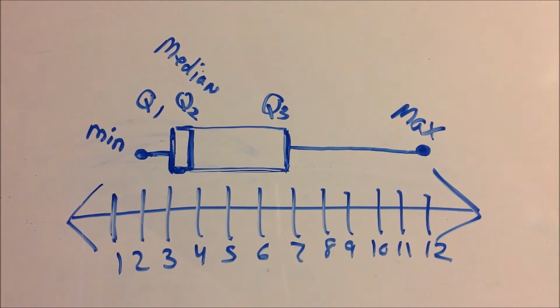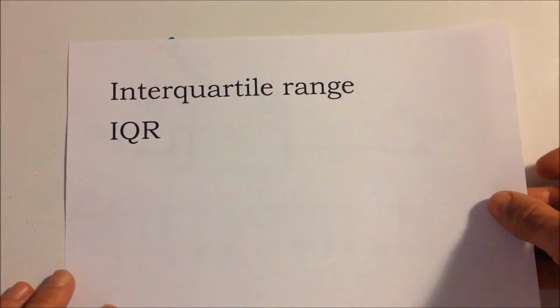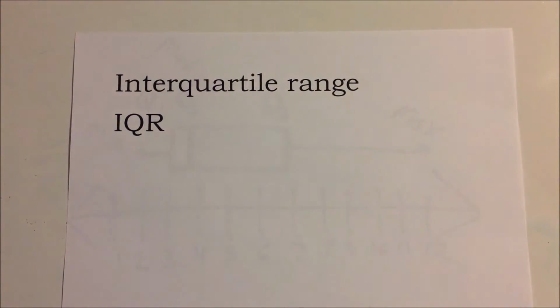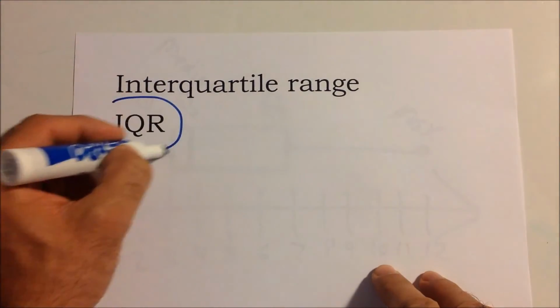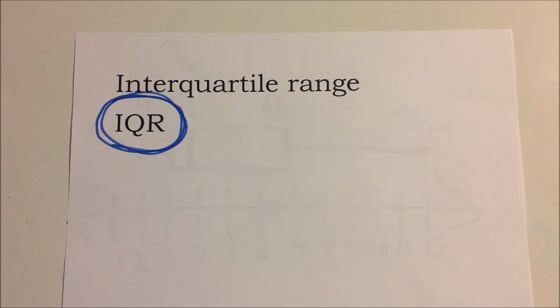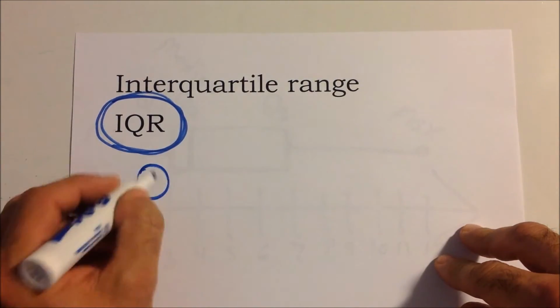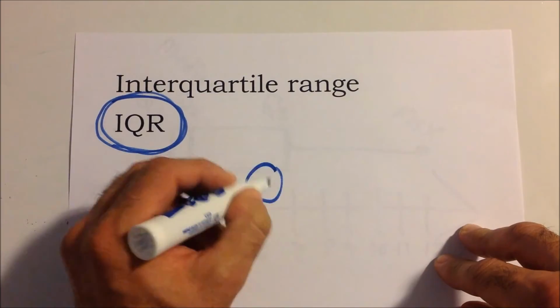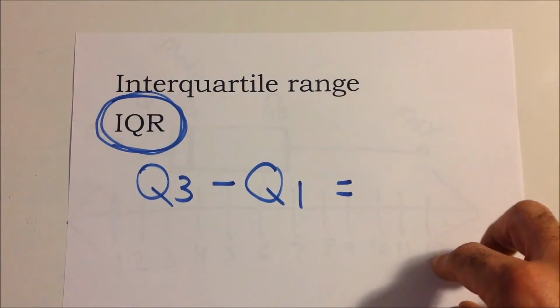Now we need to know a term called the interquartile range, abbreviated as IQR. So you'll see this a lot in textbooks and on the test. It's called IQR, and it's the interquartile range. And it's not too difficult. All you do is, it's Q3 minus Q1. That gives you the interquartile range.